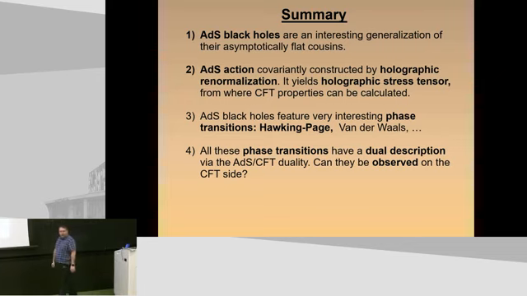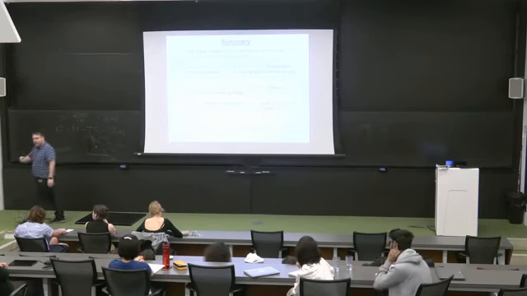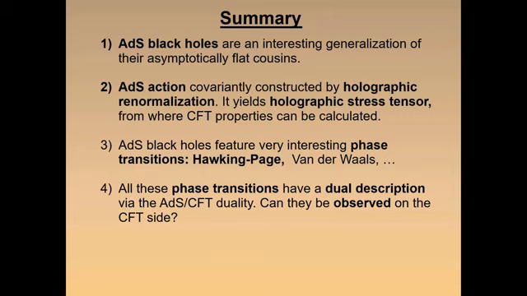AdS black holes feature very interesting phase transitions. You have this Hawking-Page phase transition, you have this van der Waals-like phase transition, and so on. All these phase transitions will somehow, through this AdS-CFT duality, give you some kind of phase transition on your QFT side, right? So you can sort of predict these things for QFTs. And that's basically it. So, questions?